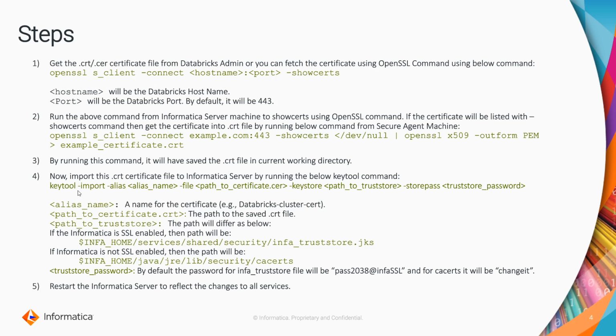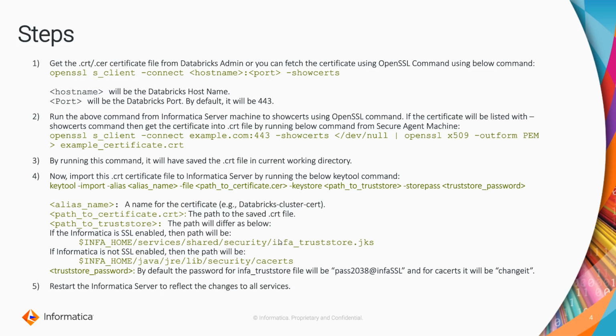For that, execute this command: keytool -import -alias. Alias name you can give anything. -file is the path to the certificate, this .crt file with the file name, and -keystore is the path to the truststore. If Informatica is SSL enabled, then the path will be INFA_HOME/services/shared/security/infa_truststore.jks. If Informatica is not SSL enabled, then the path will be INFA_HOME/java/jre/lib/security/cacerts. And -storepass will be the password for the truststore.